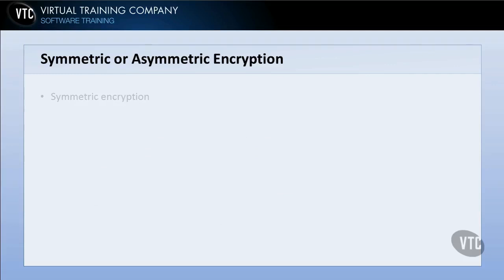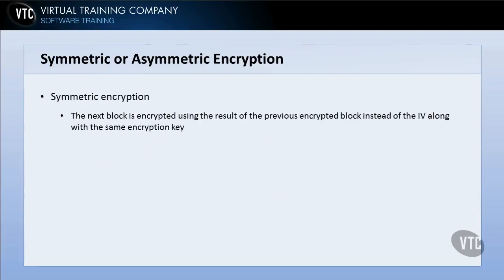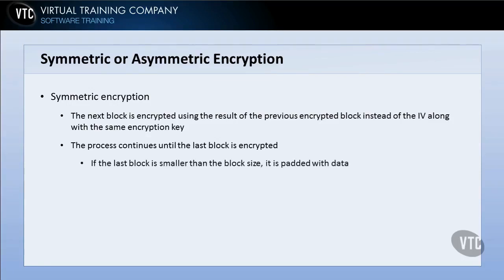Now, the next block, if there's more than one block, is encrypted using the result of the previously encrypted block instead of the IV, along with the same encryption key. So the initialization vector is only used on the first block, and everything else is based on the last block along with the encryption key. This process just continues leapfrogging through all the blocks until the last block is encrypted. Now, if that last block is smaller than the standard block size, it gets padded with data. And I think in our example, we're going to pad it with zeros or something like that.